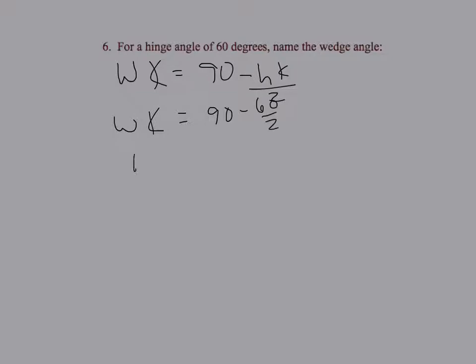6. For a hinge angle of 60 degrees, name the wedge angle. The formula for wedge angle is 90 minus hinge angle divided by 2. So do your formula out. Let's see, 90 minus 60 over 2, 90 minus 30. So your hinge angle is 60 degrees. Or excuse me, your wedge angle. Wedge angle is 60 degrees.